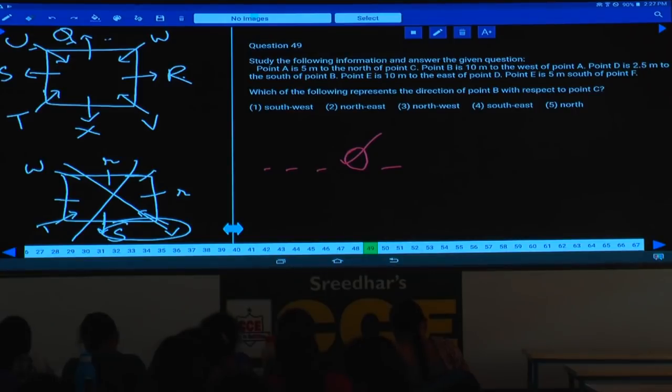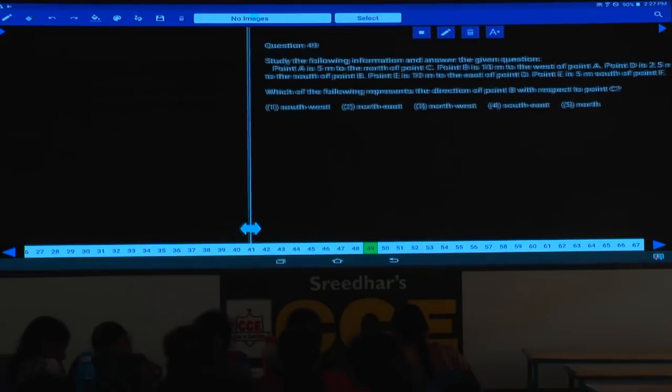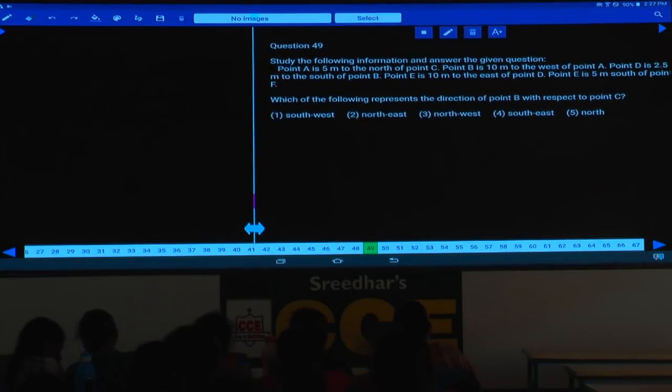Now 49 and 50. In these two question numbers, 49 and 50, what is the information here? It is based on directions, 2 marks based on these directions. Then what is the first information here? A is 5 meters to the north of C. If C is here, A is 5 meters to the north of C can be written like this.